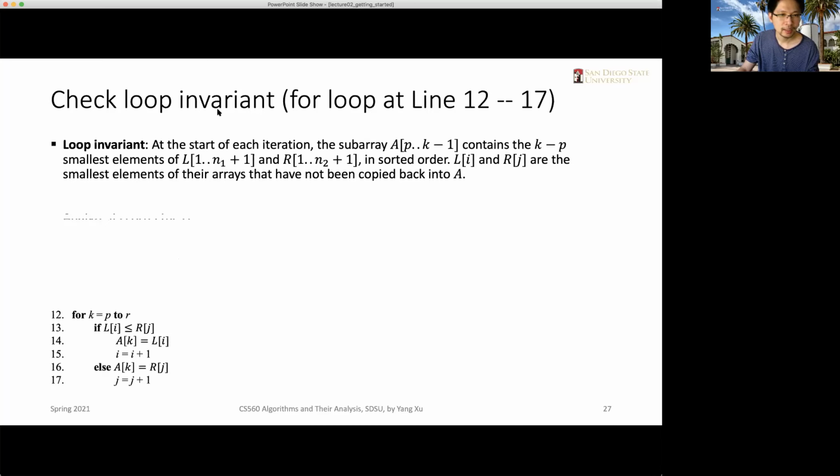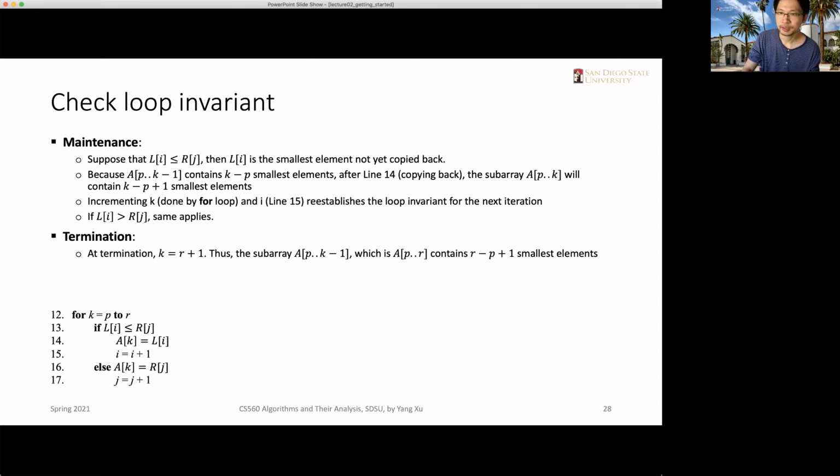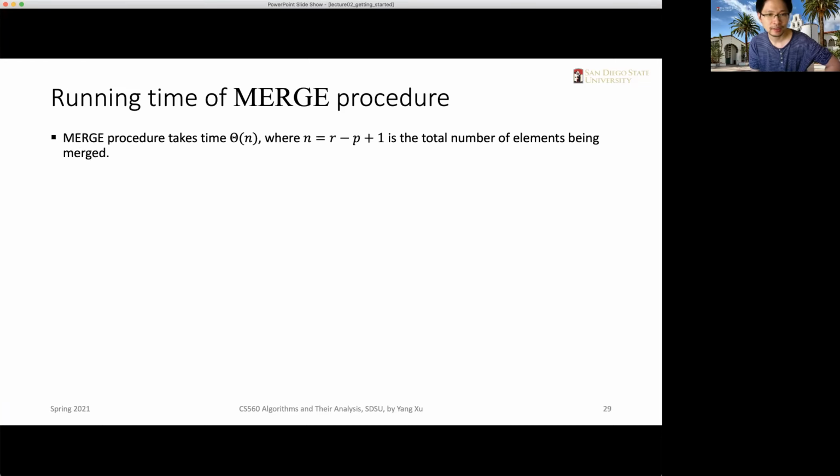So let's skip this one, because the loop invariant is to check the correctness of algorithms. This is optional content for this course. Let's directly go to the running time. We already have the conclusion from several slides ago, which says the merge procedure runs in linear running time, right?